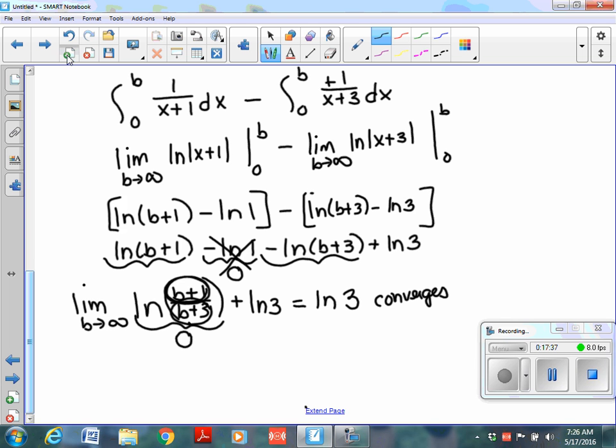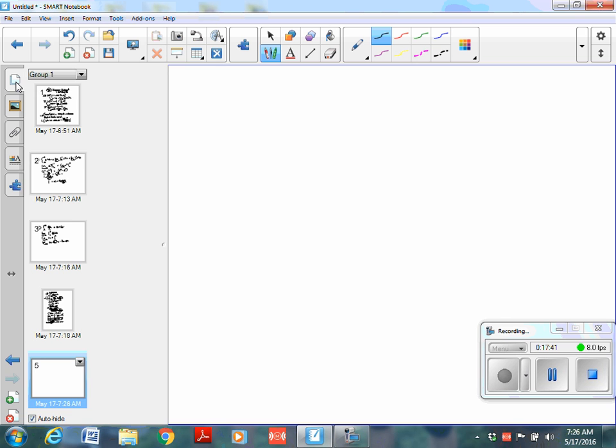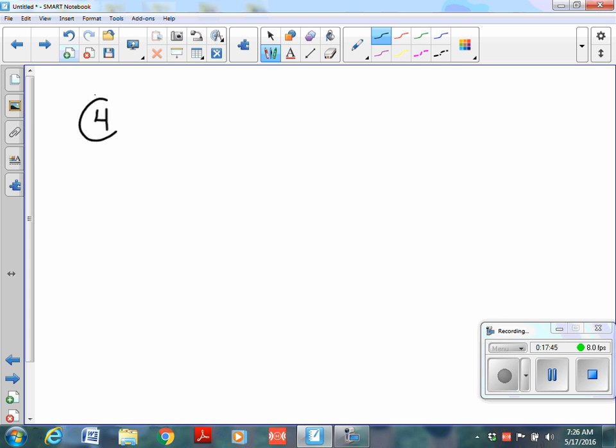Okay, the next one is, which problem are we on here? Problem 4 is L'Hopital's rule. So I'm going to show you L'Hopital's rule. If we're going to integrate from 1 to infinity, x e to the negative x dx. Do you notice that this is the product rule? We have to learn how to do the product rule backwards.